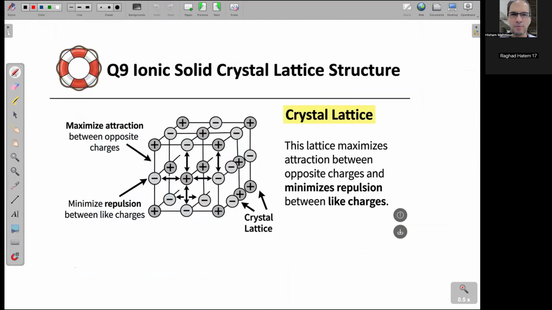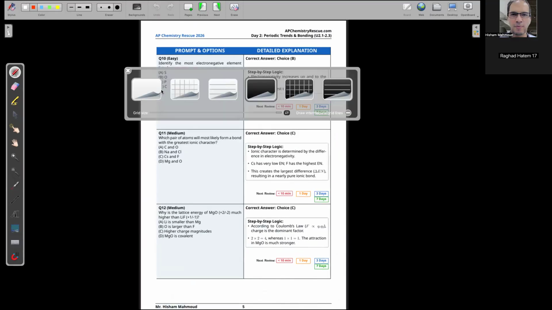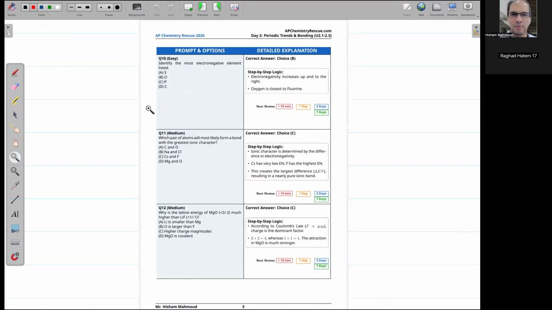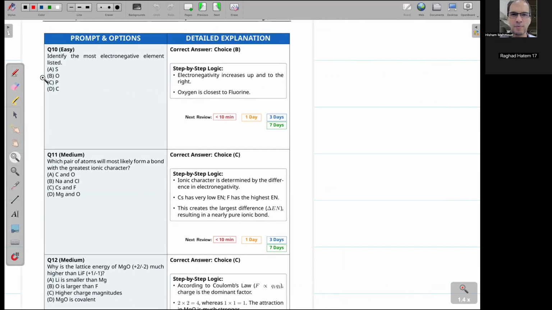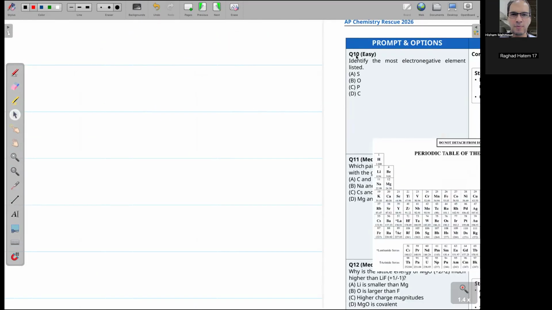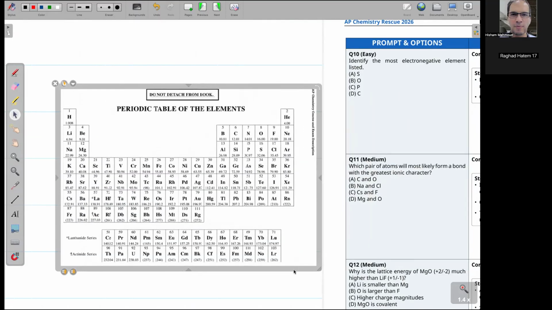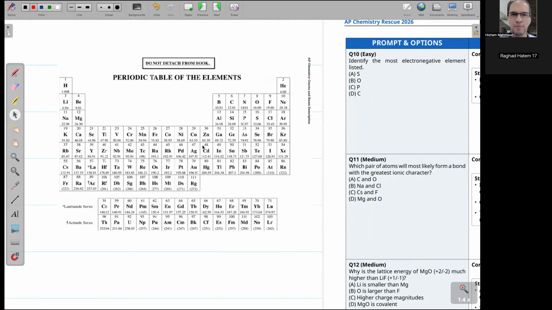Question number 10. Identify the most electronegative element listed: S, O, P, C. Let's see again, the most electronegative element: sulfur, oxygen, phosphorus, or carbon. What do you think is the most electronegative element? Is it S, or O, or P, or C?